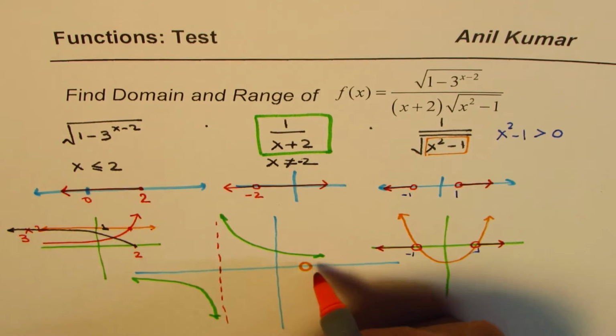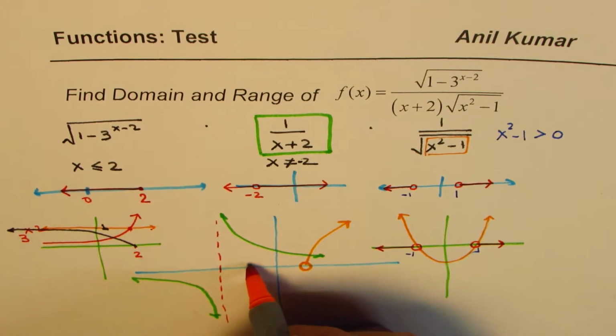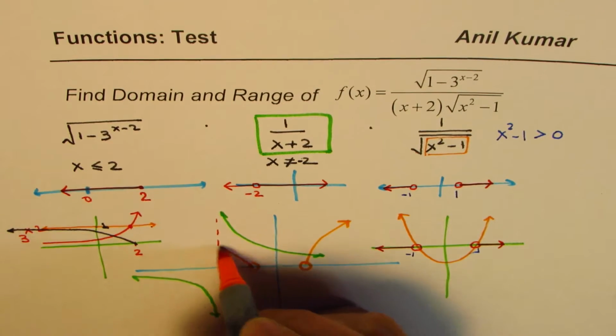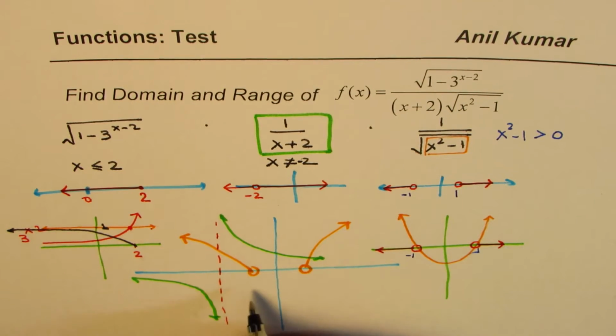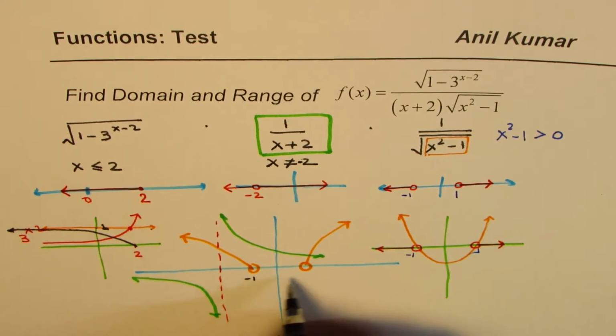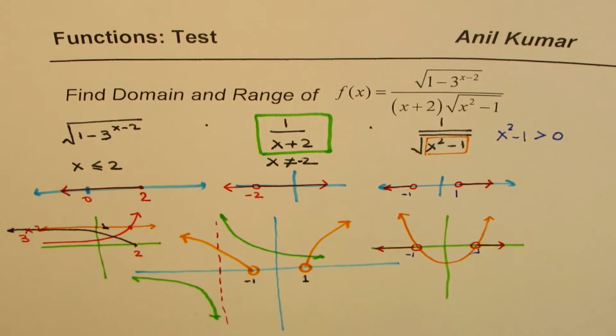So from 1 onwards, the function will be kind of like this. This is from 1, okay? So this is from 1, the function will be kind of like this. So that is for the third function, which is 1 over square root part. So this is minus 1 and plus 1. Is it okay?